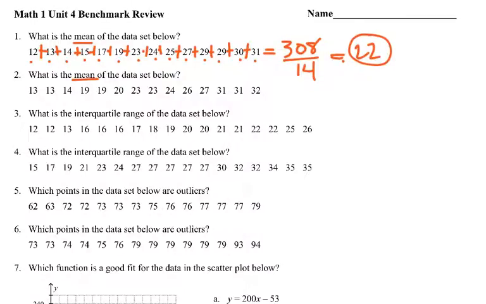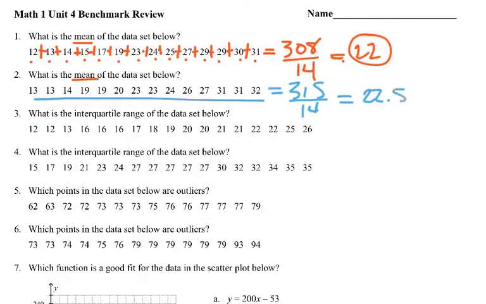Okay, number 2, same idea. So we add those all up to get 315, and we divide by, looks like there's 14 of them again. So 315 divided by 14 gives us 22.5. Okay. Now for interquartile range, we need to find the quartiles.